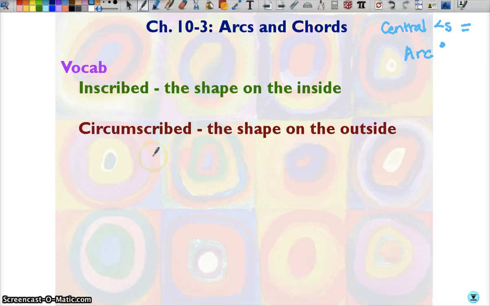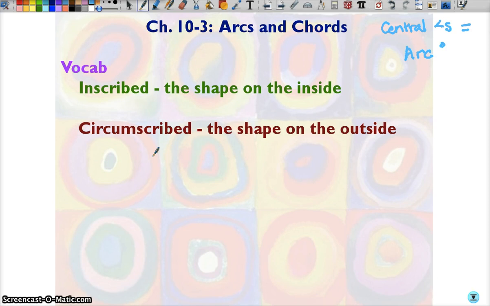I'm sure you all have heard of the word inscription, right? Where you get a necklace or a ring or maybe a book or something, and an inscription is either something written in or engraved, something like that. So if you were talking about it in terms of geometry, with inscribed we're talking about the shape that's on the inside. So there will be two shapes. The one on the inside is the one that is inscribed. The one on the outside is the one that is circumscribed.